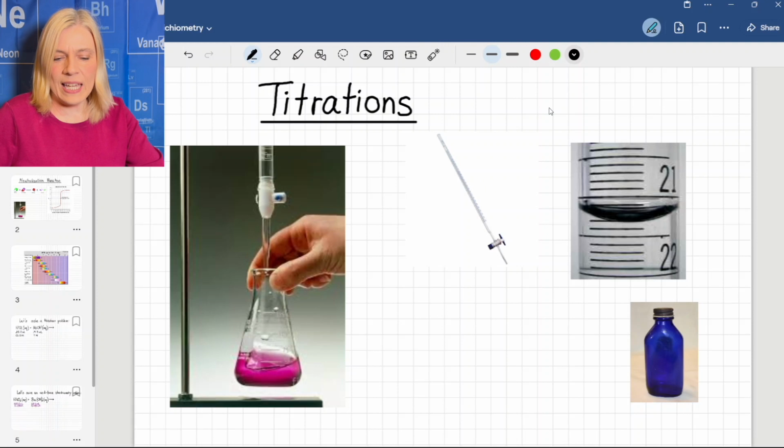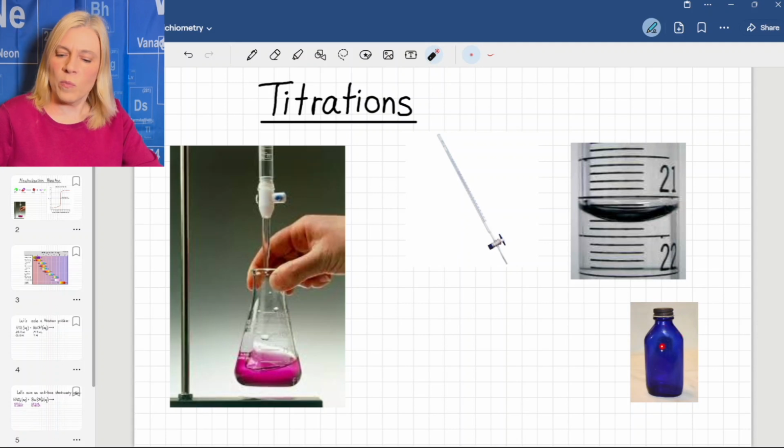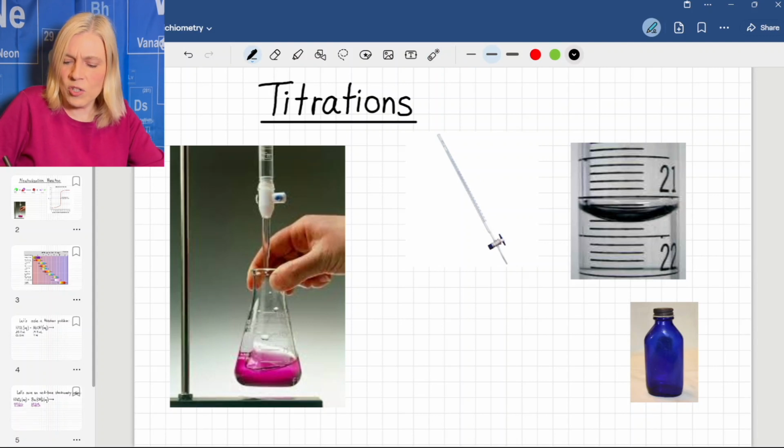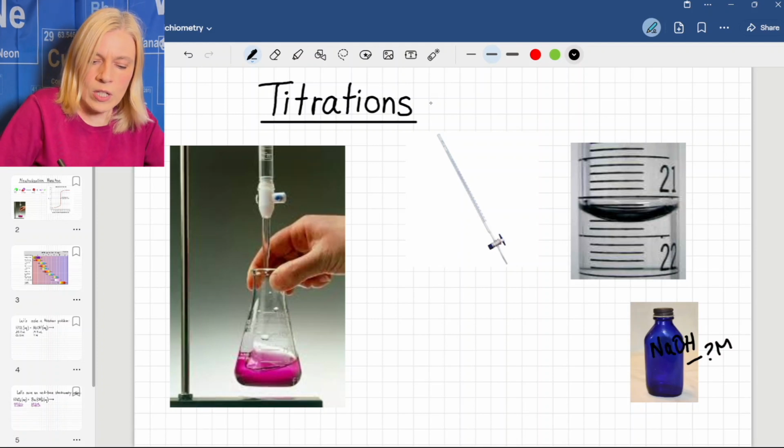Well, let's say you go to a prep room and you need to have some acid or a base for your experiment, and you find right here this blue bottle. And this blue bottle says on it NaOH, sodium hydroxide. That's it. Well, what's the concentration of it? How dangerous is it? So all this bottle says is NaOH. And we want to know what is the concentration. So why do we do titrations?